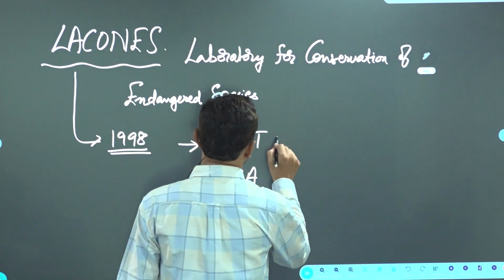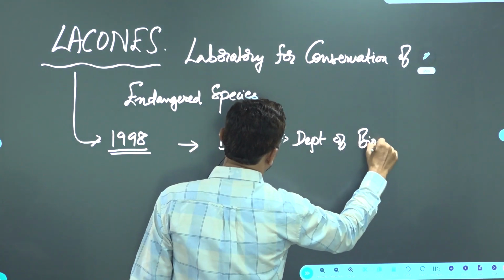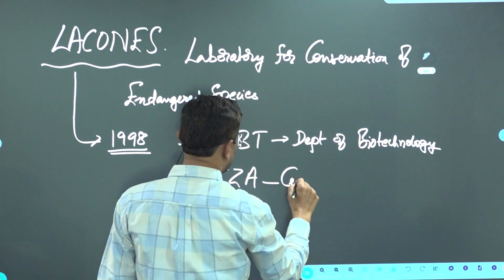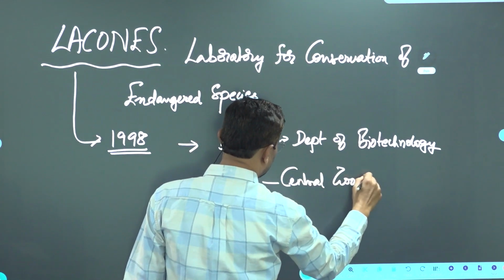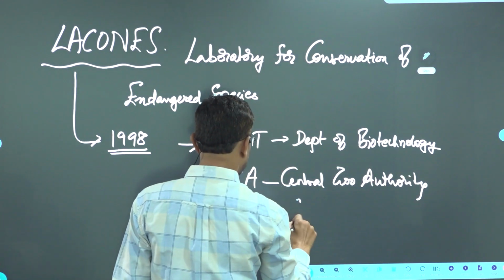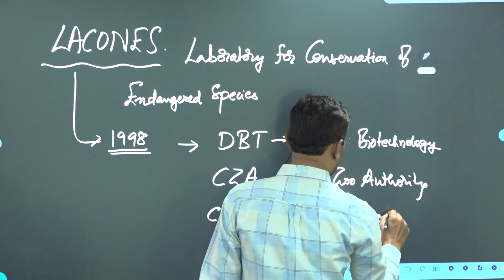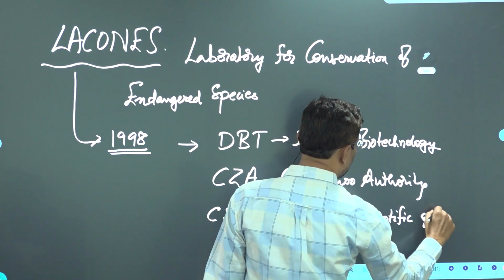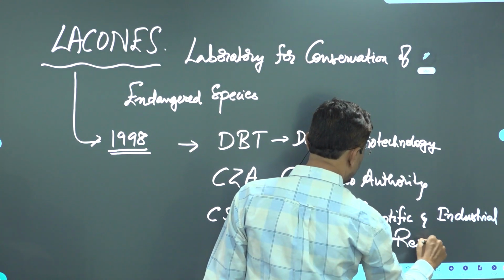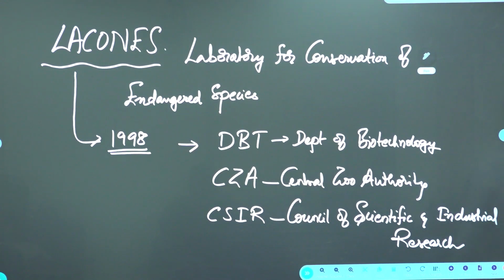LACONS was established with assistance from DBT. DBT means Department of Biotechnology. CZA, Central Zoo Authority. And CSIR, Council of Scientific and Industrial Research.